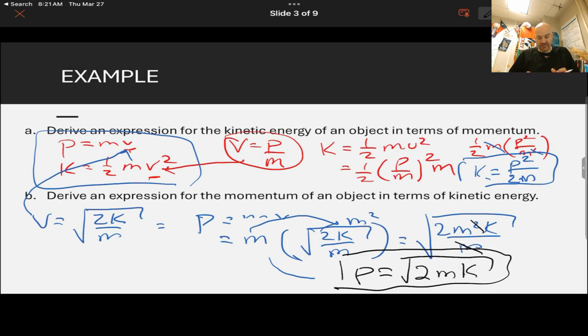In the next video, let me double check my notes here. Topic 4.2 is going to focus on impulse and momentum. The topic is called change in momentum and impulse.